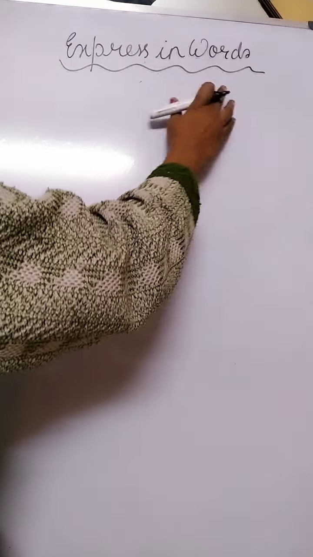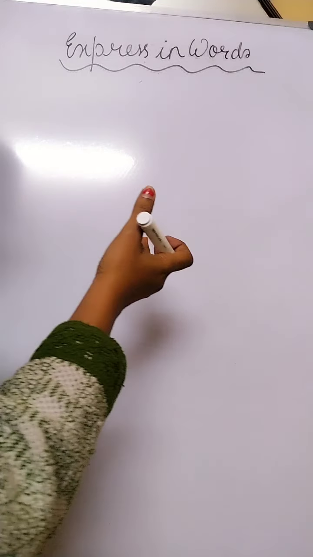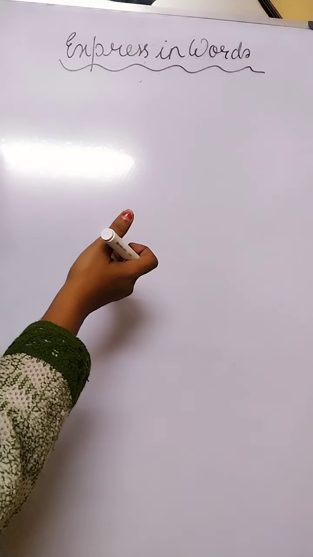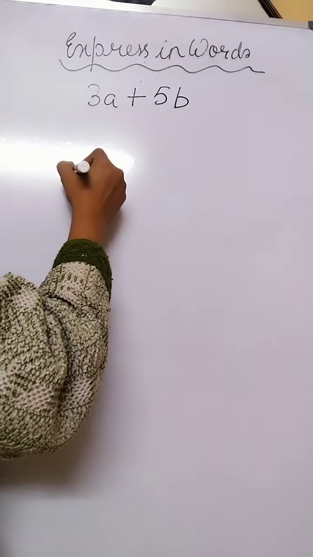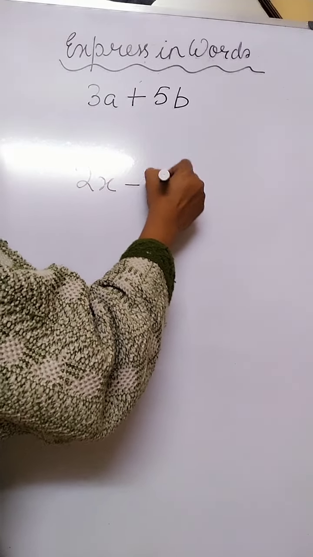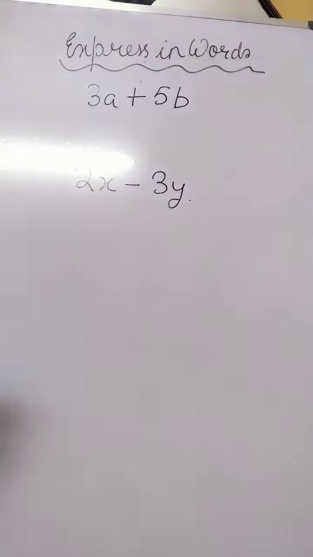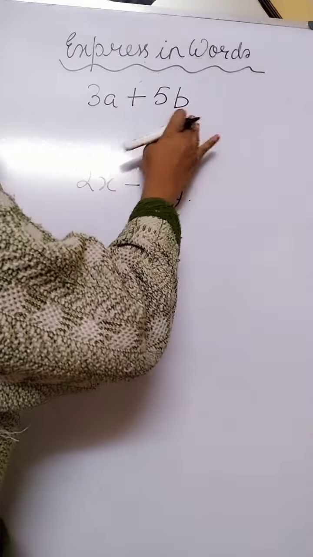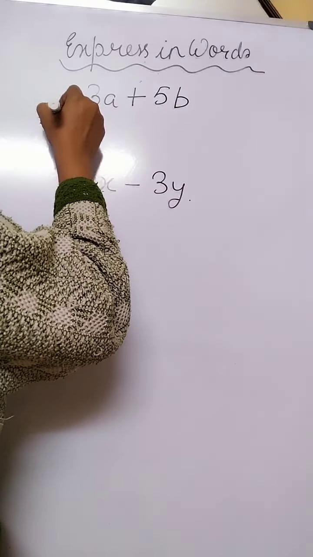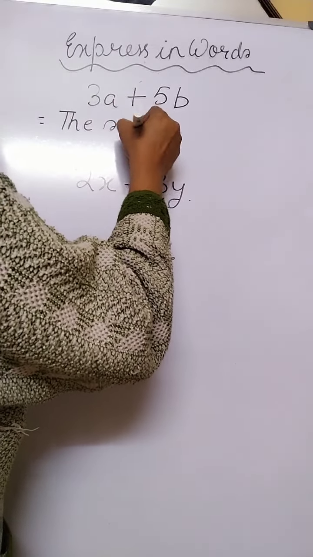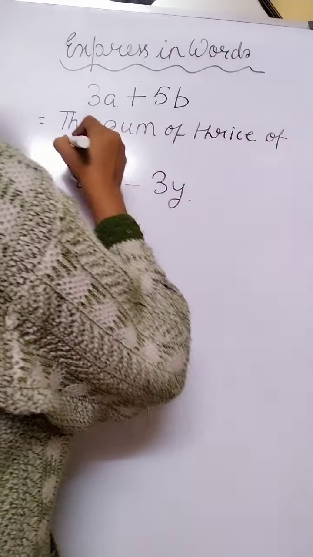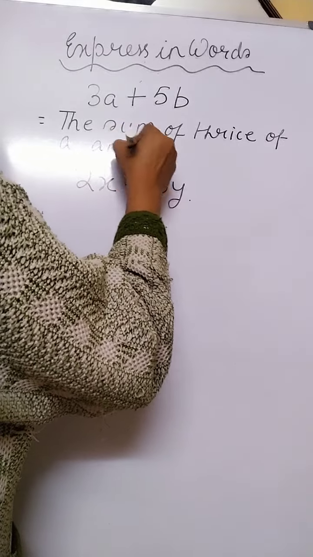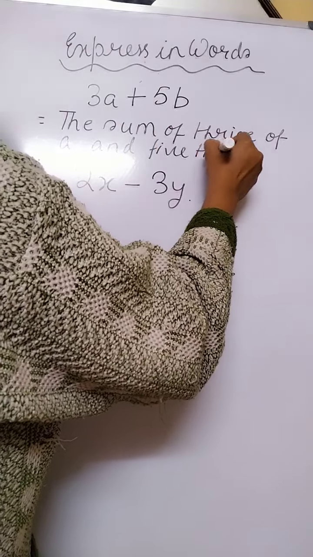As you can see, writing in words is done in the online classes, but just for your revision I am doing this. Suppose it is given 3a plus 5b, or it is given 2x minus 3y. Now you have to express these algebraic expressions in words. So how will you express this? You will write this as the sum of thrice of a and 5 times b.